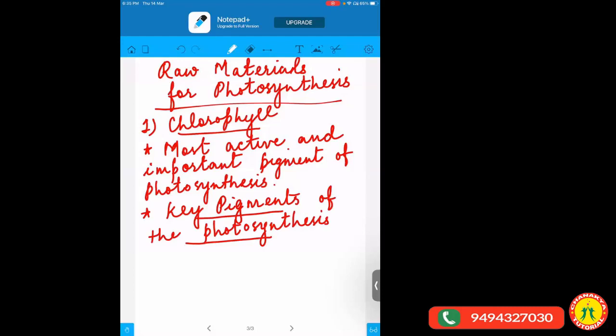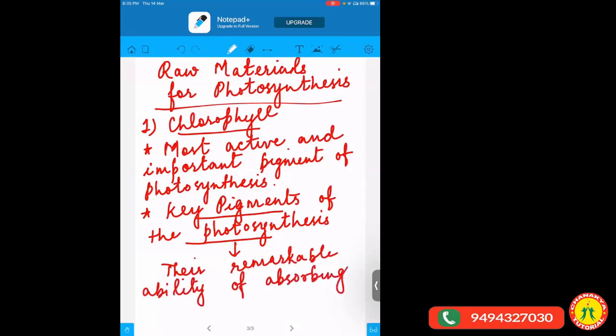This is again very important for a 1 mark question, maybe an MCQ or a very short answer. Why are they called key pigments? Because of their remarkable ability of absorbing light energy. Because they keep on absorbing light energy, they have the ability to absorb it. That is why they are called the key pigments of photosynthesis.